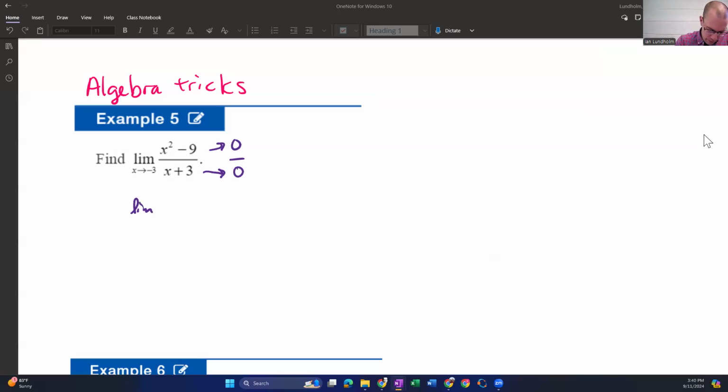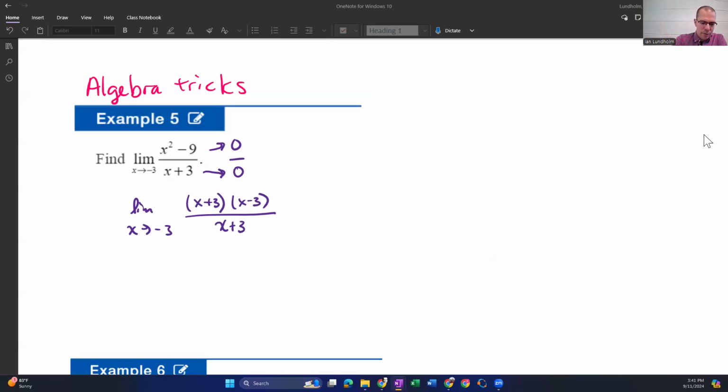So, limit as x goes to -3. We factor the top, it's a difference of squares. x plus 3, x minus 3, no problem. If factoring is rusty for you, I definitely would suggest practicing that some more, so that it doesn't feel rusty and you're ready to go.